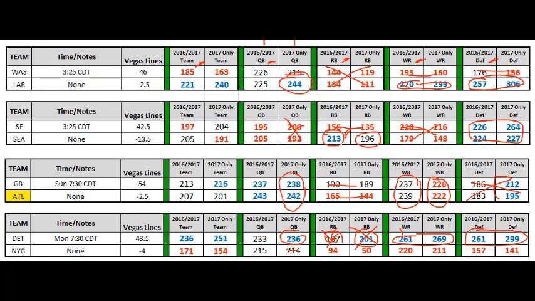So let's just adjust that and update that. We're going to put both Seattle running backs in this contest. Wide receivers we're going to use from the Rams and from Detroit. And our defense, we're either going to use the Rams, San Francisco, Seattle, or Detroit.